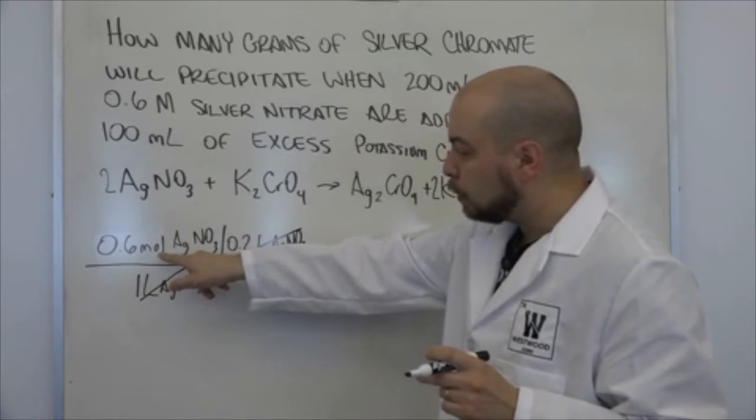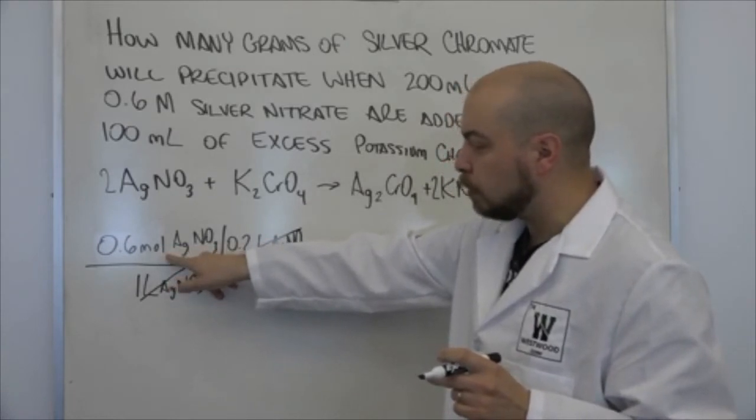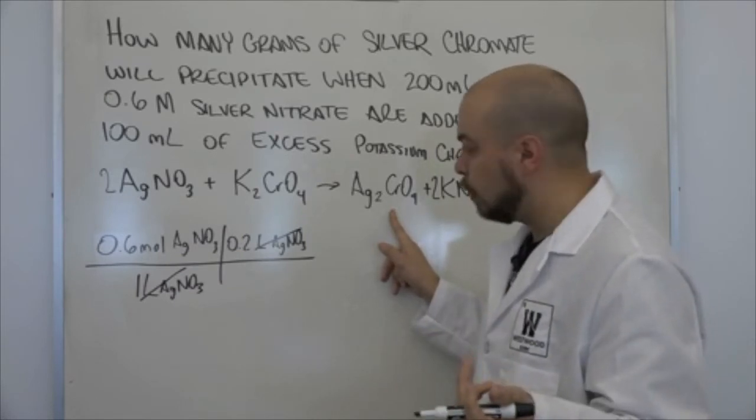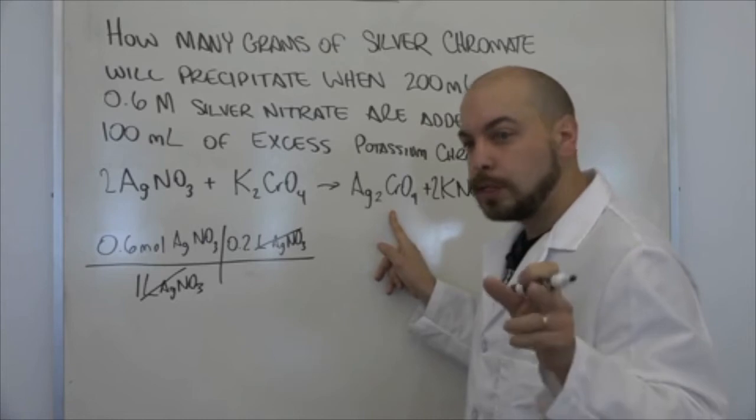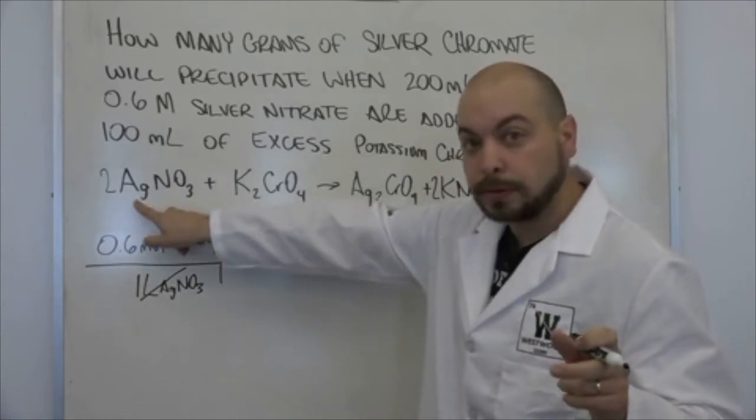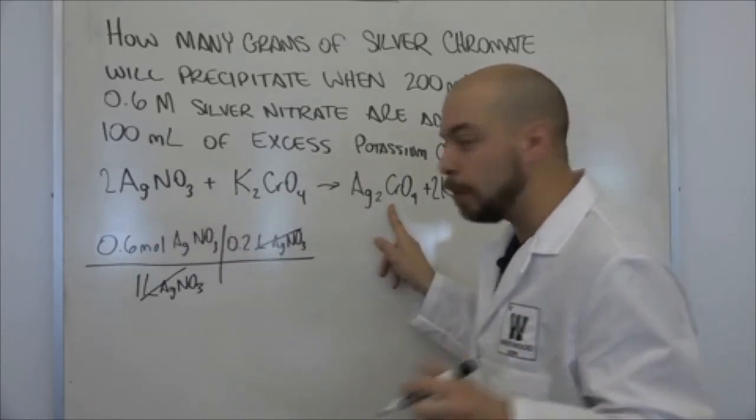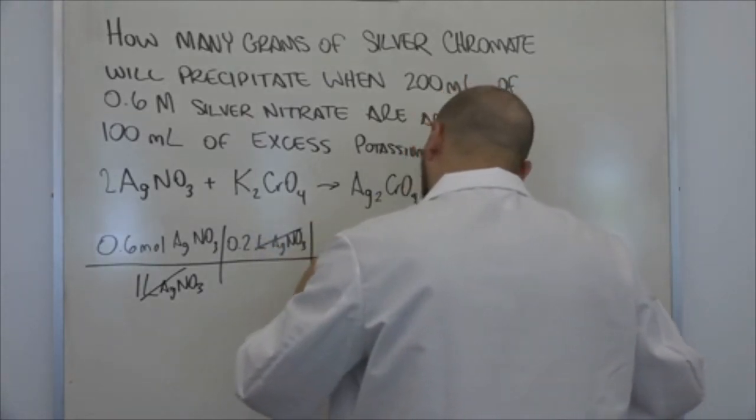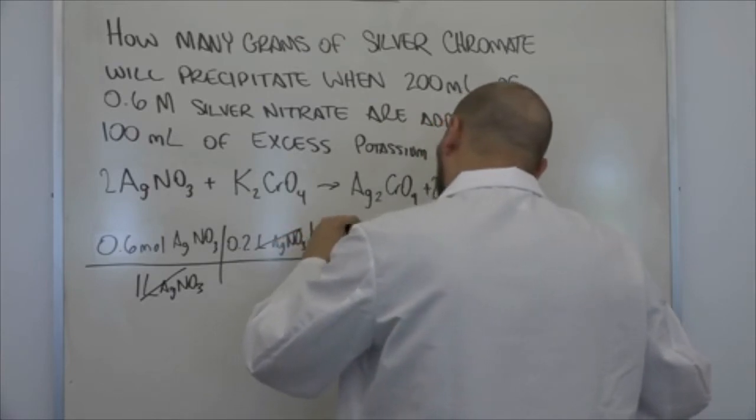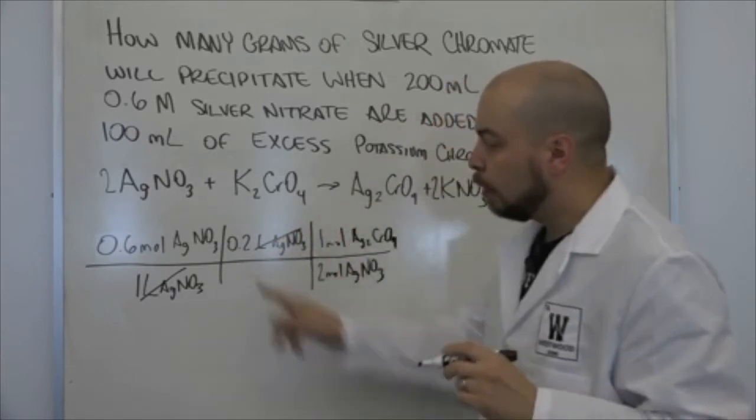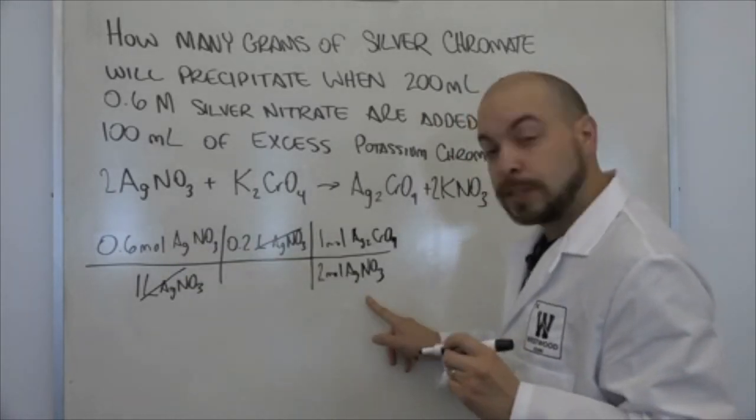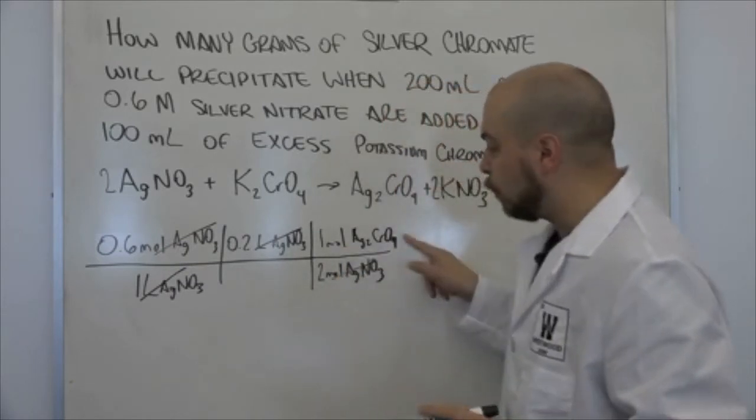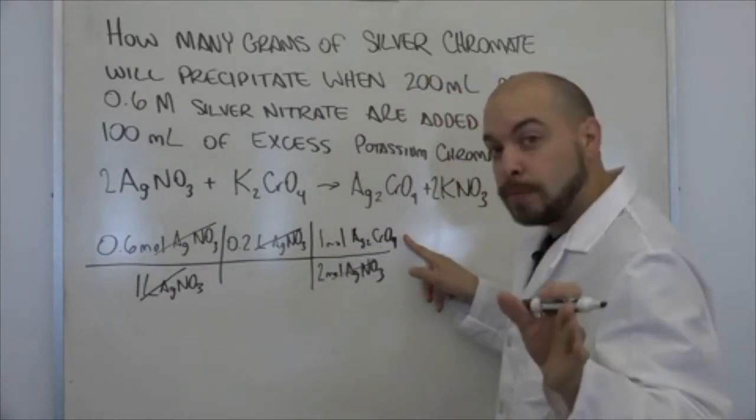And once I'm in moles, I need to figure out, well, if I've got this many moles of silver nitrate, how many moles of silver chromate are going to be produced as a result? Remember, to go from moles to moles, we need mole ratio. The mole ratio in this case is 2 moles of silver nitrate to 1 mole of silver chromate. Remember that we need to divide by the moles of silver nitrate in order to cancel that unit. And now we're left with moles of silver chromate.